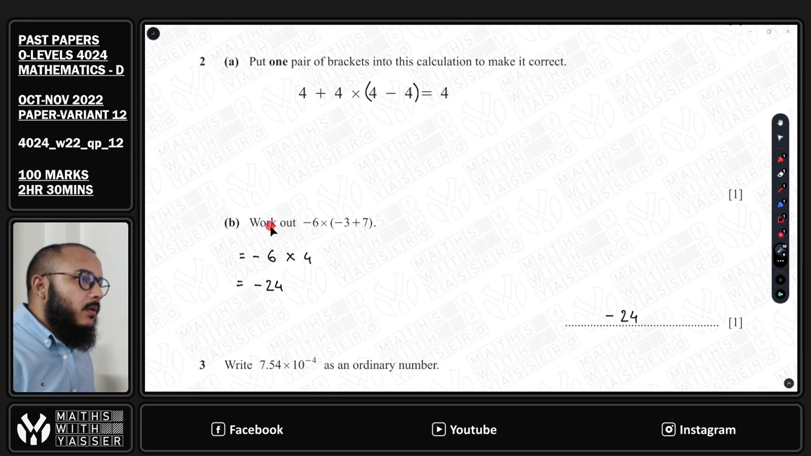Next we have work out minus 6 times within brackets minus 3 plus 7. So 7 minus 3 is 4, times minus 6 is negative 24.